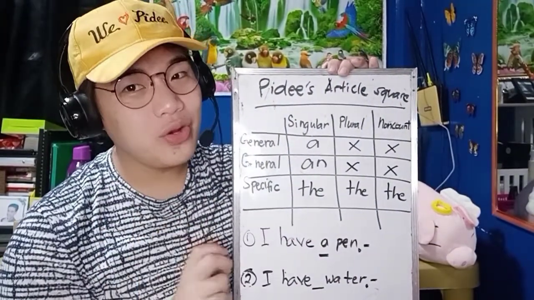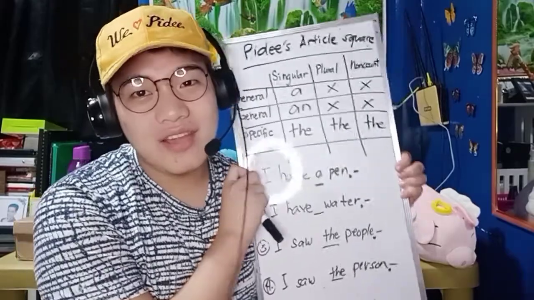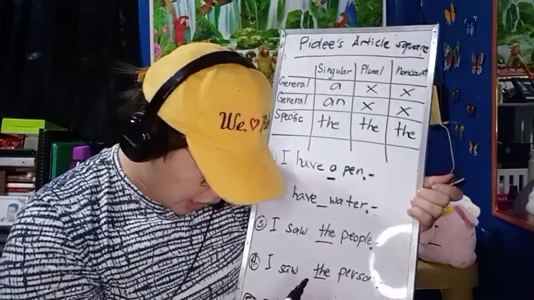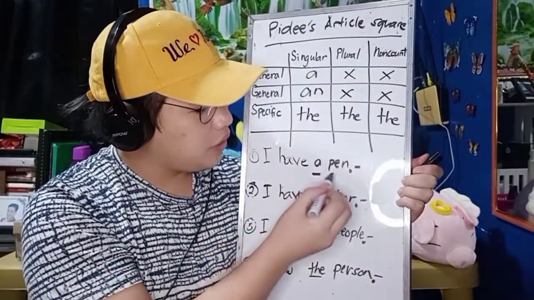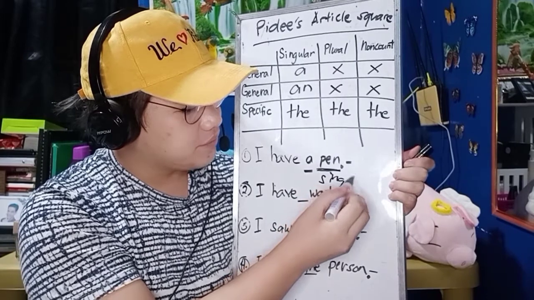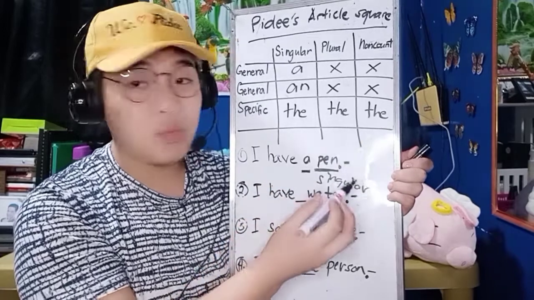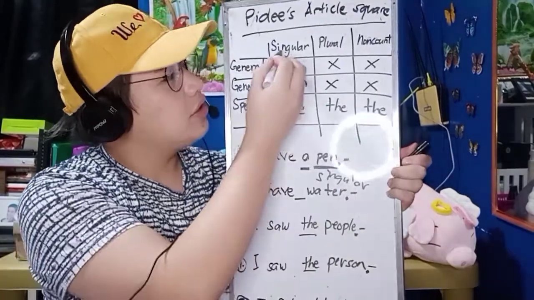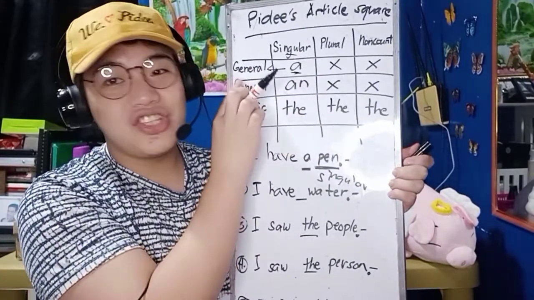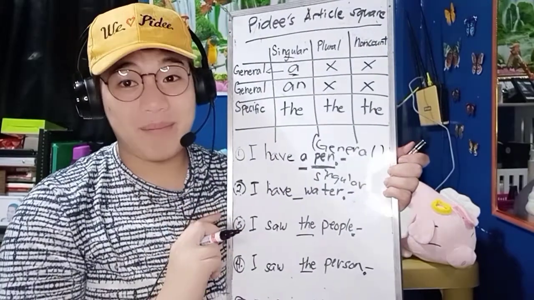Alright? So how are you going to use this PD's article table? It's so easy, guys. For example, we have the sentence, I have a pen. You have to go here first. You check first the noun. So pen is singular, right? Then we have the article a, and then let's see what's the meaning of the sentence. Singular and article a, so the meaning is general. Therefore, the meaning of the sentence is that we're talking about a very general kind of pen.